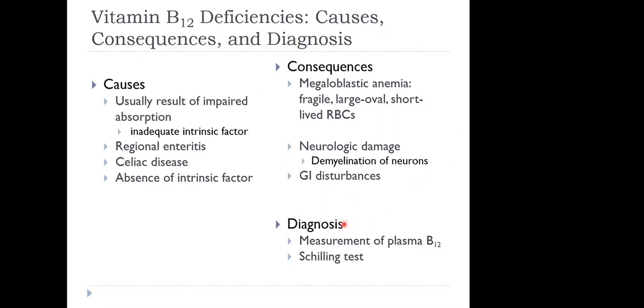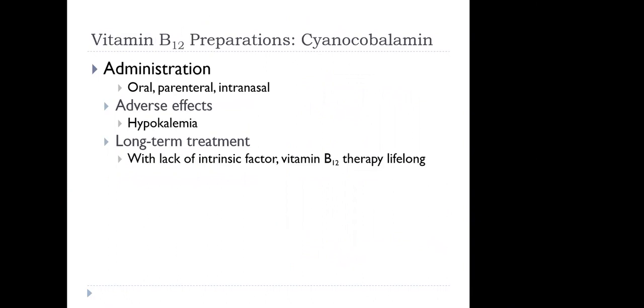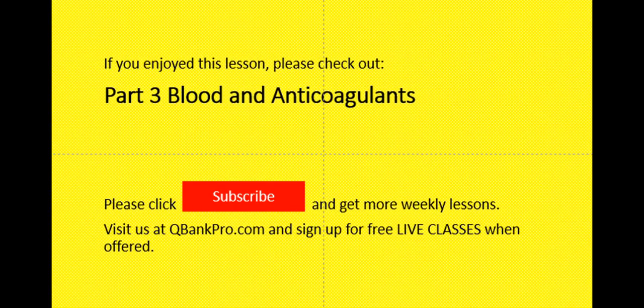The diagnosis is two ways. Measuring plasma B12, so we can simply order a B12 level on the patient, and we can do another test which is called the Schilling test. When vitamin B12 is low, we can replace the vitamin, and that can be done orally, it can be done intravenously, or even intranasally. The side effects are hypokalemia, or a low potassium level. Long-term treatment with a lack of intrinsic factor would be B12, and that would be therapy that is lifelong.